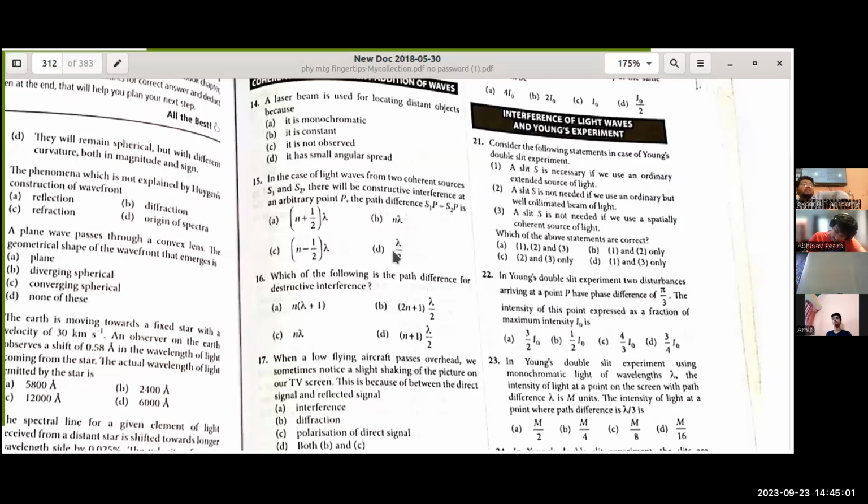तो अच्छा, ये डिस्ट्रक्टिव इंटरफेरेंस के लिए पाथ डिफरेंस कितना है? 2n plus 1 लैम्डा by 2 या पाई by 2? सोच लो. पाई में कितना होगा? 2n plus 1 pi. Yes. तो इम्पोर्टेंट है, ऐसे वर्ड्स में याद रखो: ऑड मल्टीपल्स ऑफ पाई और ऑड मल्टीपल्स ऑफ लैम्डा by 2. ठीक है.